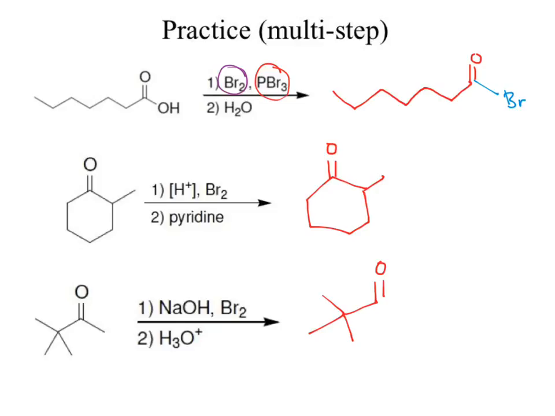It's our alpha halogenation. Are we running under acidic conditions or basic conditions? What functional group is that? Carboxylic acid. Acidic conditions or basic conditions? Acidic. So you do a single substitution at the alpha position, you have your bromine on there. That's step 1. What happens in step 2?